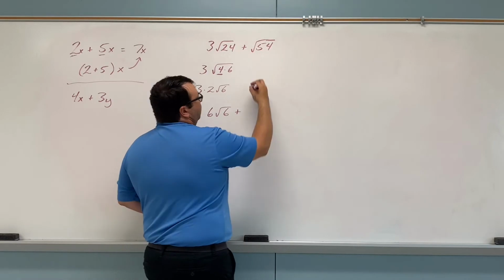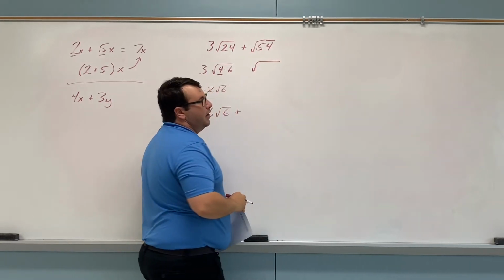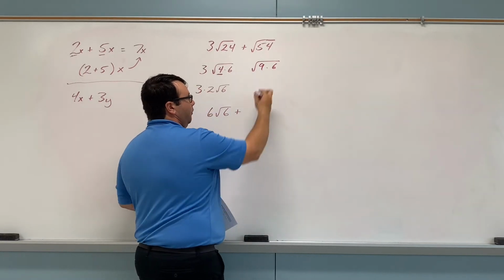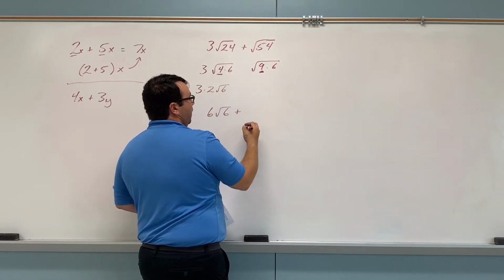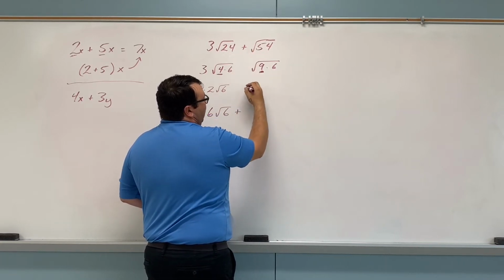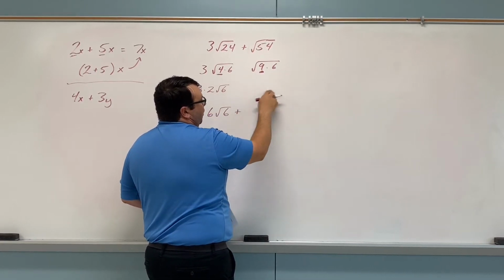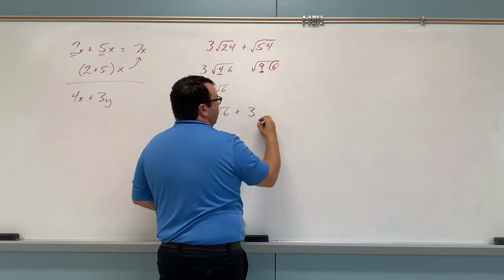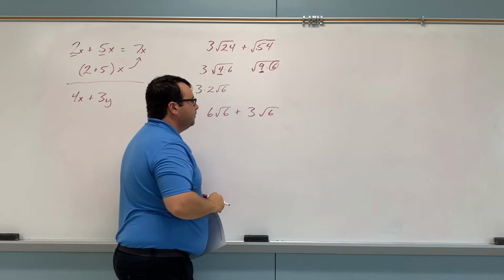Let's talk about 54. 54 can break down into 9 times 6. Square root of 9 can be pulled out. The coefficient value out here is implied as 1, so that's like a 1 times 1 times 3 once I pulled that value out. So that's really just 3, and I'm left with square root 6.